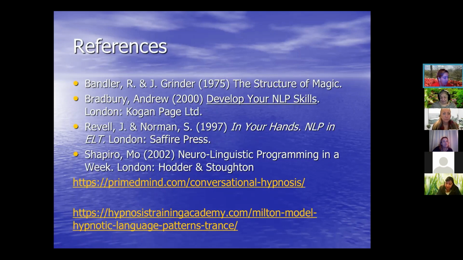Of course, I also use my seminar notes, and some examples were taken from some of the seminars by Bandler and Grinder, their files, etc. And hypnosis training academies examples I also use, and Revell and Norman, In Your Hands. And they have another book. Do you remember that book? I also have this Jane Revell and Susan Norman. If you want to apply these, they have really good sources for ELT.